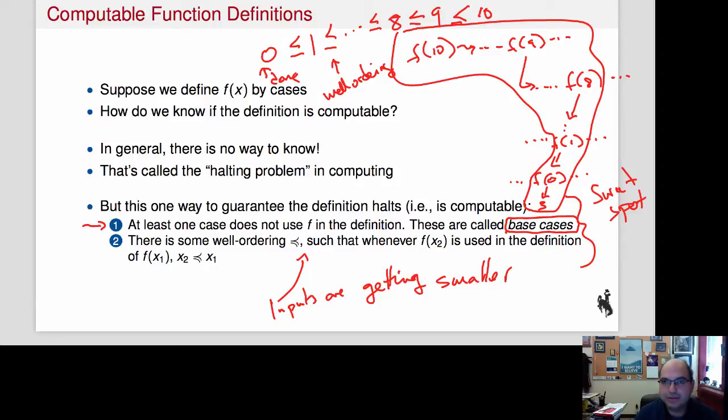And ACL2 will actually prove that it can find a well ordering where the parameters are getting smaller before it accepts your function definition. So if you simply give it something where that's not true, like f of x is equal to f of x, it won't accept the definition. You can try it.